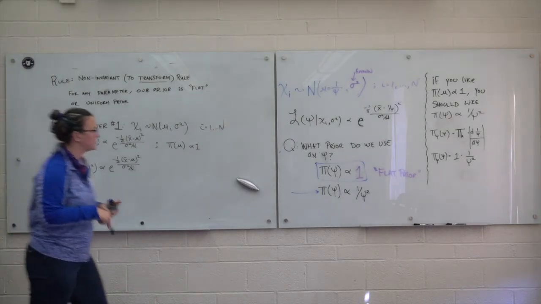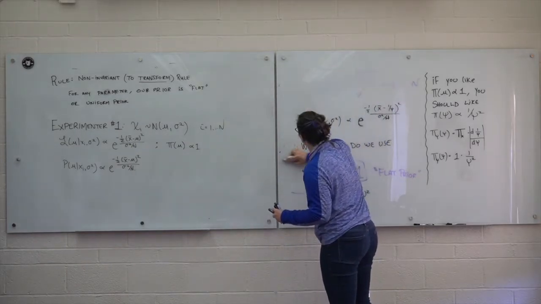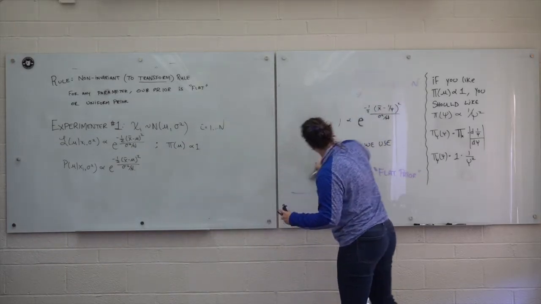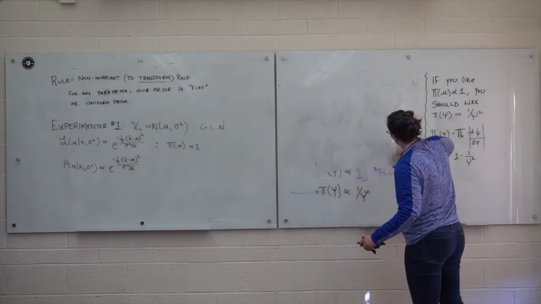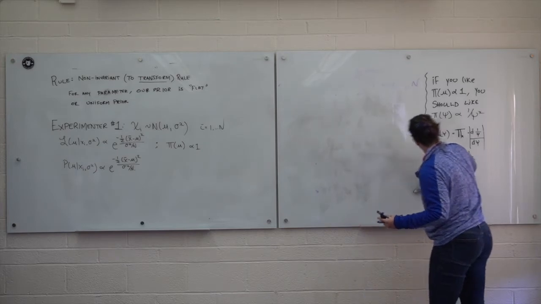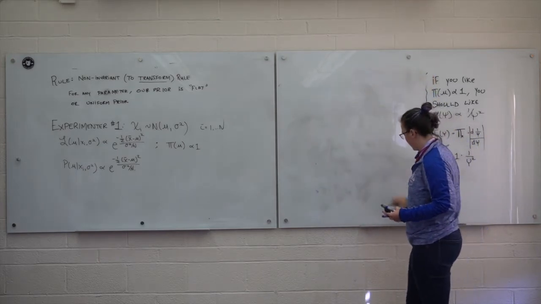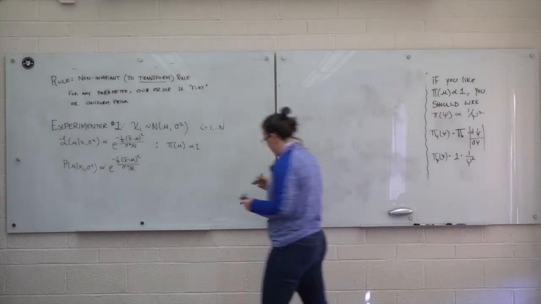Now here's the interesting part. Let's say our experimenter 2 comes in.